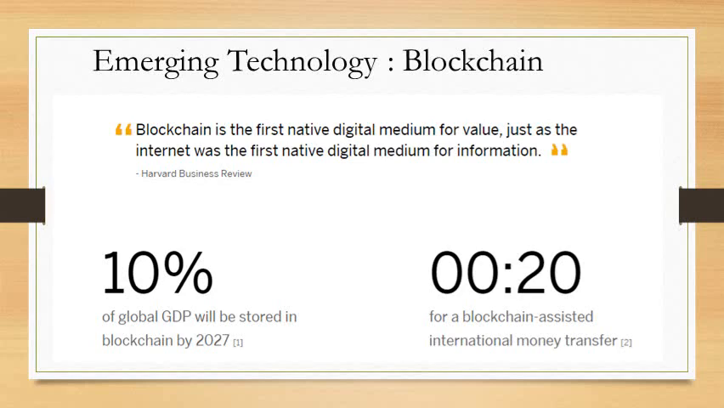As per Harvard Business Review, blockchain is the first native digital medium for value, just as the internet was the first native digital medium for information. And that's true. It is even predicted that 10% of global GDP will be stored on blockchain by 2027. And if it is implemented with all government regulations and business organization issues resolved, then it will only take 0.20 seconds for a blockchain-assisted international money transfer.